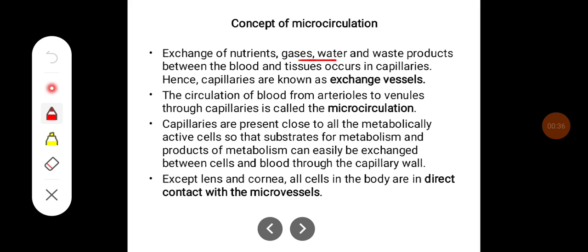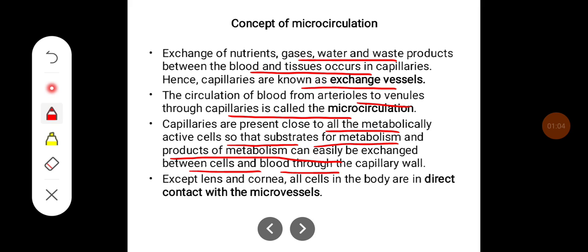Exchange of nutrients, gases, water, and waste products between the blood and tissues occurs in capillaries. Hence, capillaries are known as exchange vessels. The circulation of blood from arterioles to venules through capillaries is called microcirculation. Capillaries are present close to all metabolically active cells so that substrates of metabolism and products of metabolism can be easily exchanged between the cells and blood through the capillary wall. Except lens and cornea, all the cells in the body are in direct contact with the microvessels.